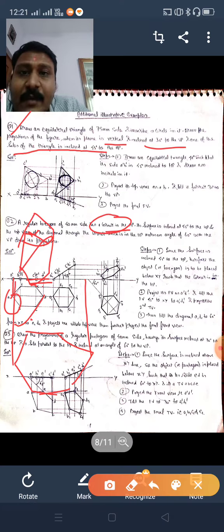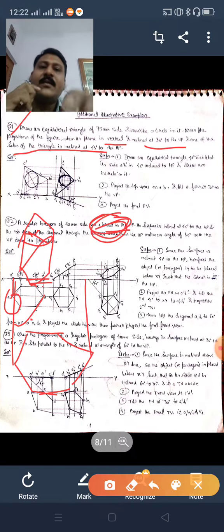So the position is given. Whether you have to draw a corner or a side, in all other questions you find the position is given. But in this question, see, the position is not given. It is only given: equilateral triangle 75 mm side, inscribe a circle in it. How? What is the position? Draw the projection of the figure when the plane is vertical and inclined 30 degree to VP.